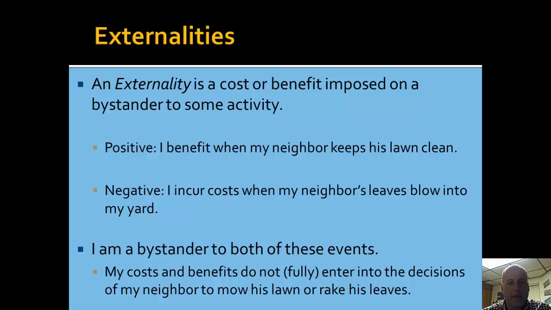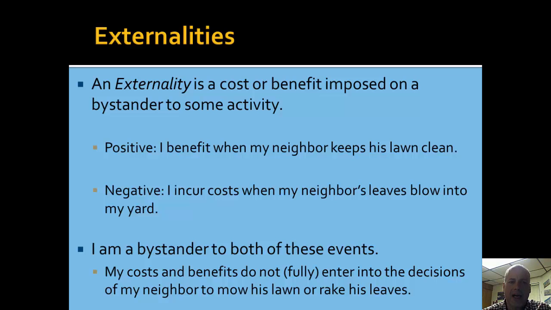As an example of a positive externality, I benefit when my neighbor keeps his lawn clean. If the houses in my neighborhood look nice, it raises my property values, and so when my neighbors cut their grass, I benefit indirectly. You can think about lots of different examples of positive externalities, and we'll talk about some a little bit later in the lecture.